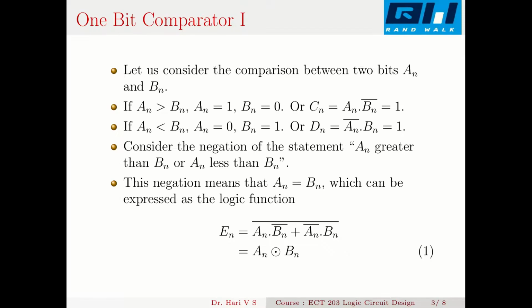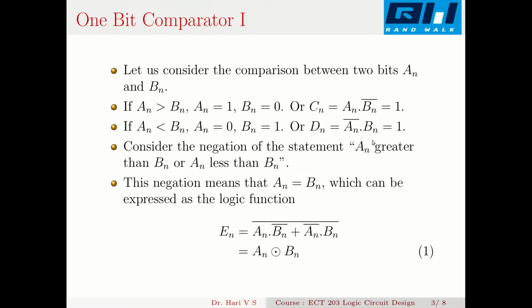Now let us consider the comparison between two bits An and Bn, where n denotes the number of the stage, like A3, A2, A1, A0. It compares A3 and B3, or A0 and B0, a comparison of 1 bit. If An is greater than Bn, it means An is equal to 1 and Bn equal to 0, because there are only two possibilities. It is a binary system. Or An Bn bar is equal to 1. So Cn, that is An Bn bar, is equal to 1.